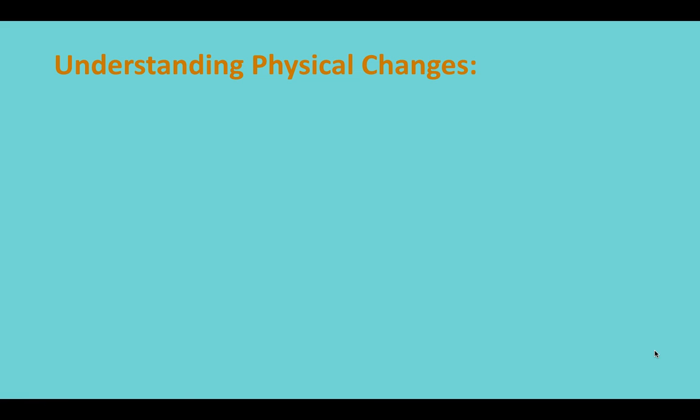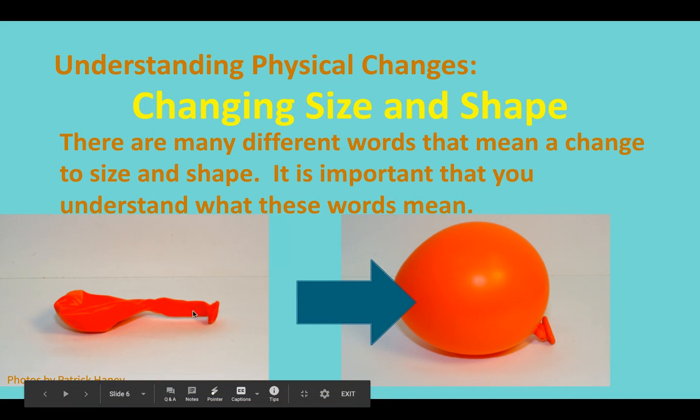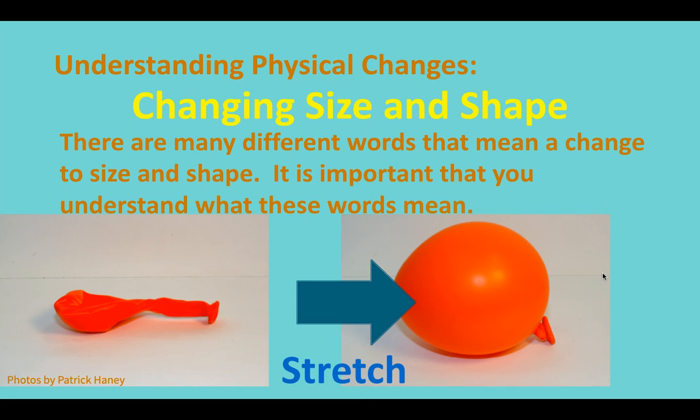So, some examples of these physical changes. We know that a physical change changes the size and shape of something. There's a lot of different words that can be said to mean a change in size and shape. I'm not going to just tell you, "Oh, I changed the size and shape of this plate." There's a lot of different words that we can use to mean that, and I'm going to go through a couple of those right now. The first one is like with this balloon, we inflated it with air. That balloon surface stretched. It got bigger.